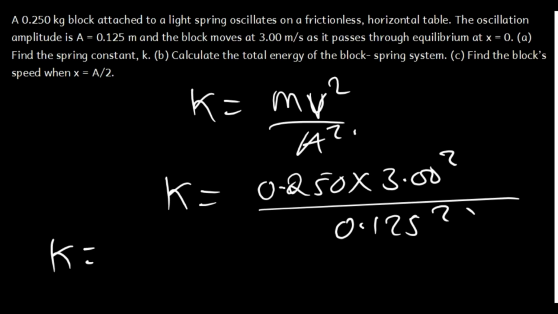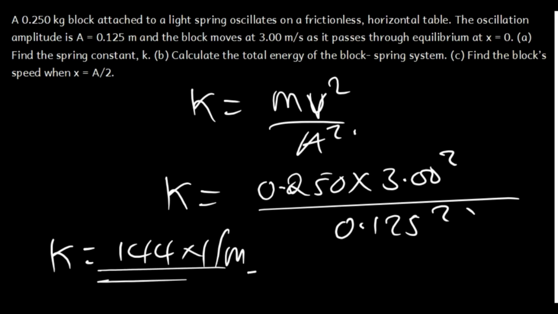So if we do 0.250 times 3 squared, I divide this by 0.125, I square it. So I'm getting my K as 144 Newton per meter. So that is the value of K.